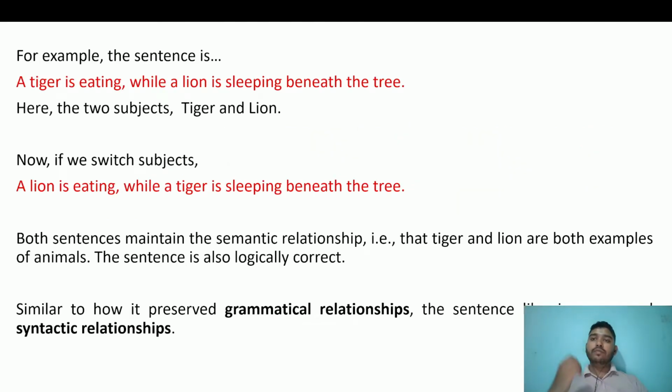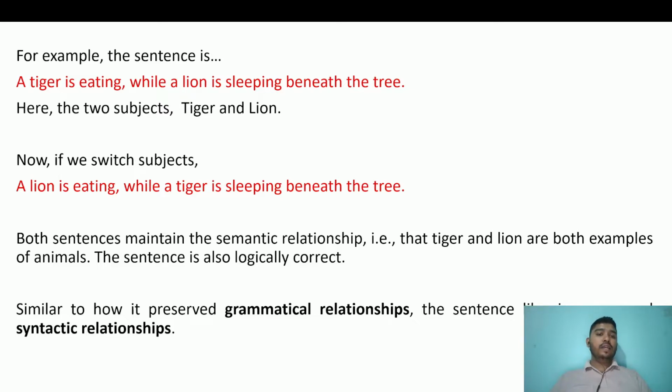Let's understand with a very simple example. The sentence is, a tiger is eating while a lion is sleeping beneath the tree. Here the two subjects are obviously tiger and lion. If we switch these subjects, the sentence will be, a lion is eating while a tiger is sleeping beneath the tree. Both sentences maintain the semantic relationship as well as the syntactic relationship.